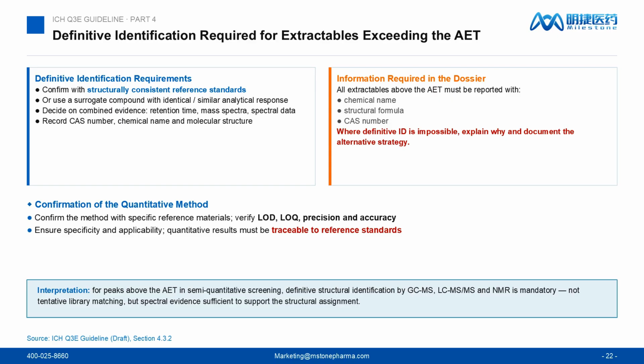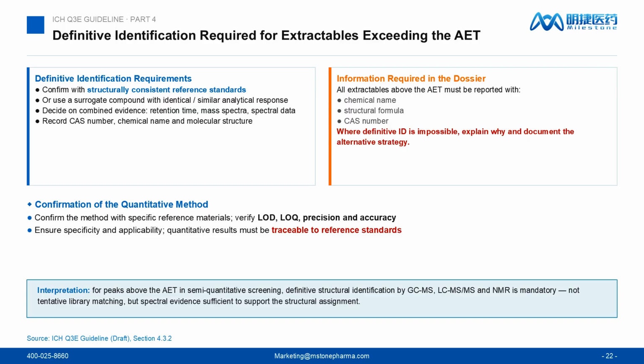Let's talk about what definitive identification really means, because this is where many study reports fall short. When a semi-quantitative peak exceeds the AET, the guideline does not accept a tentative library match, a software suggestion that your peak might be something. It demands definitive identification, confirmation against a structurally consistent reference standard, using combined evidence, retention time, mass spectrum, and where needed, NMR. Why so strict? Because everything downstream depends on identity. The toxicological assessment of a compound is only as good as your certainty about what the compound is. Misidentify a plasticizer as a similar-looking but more toxic isomer, and your entire safety evaluation is built on sand.